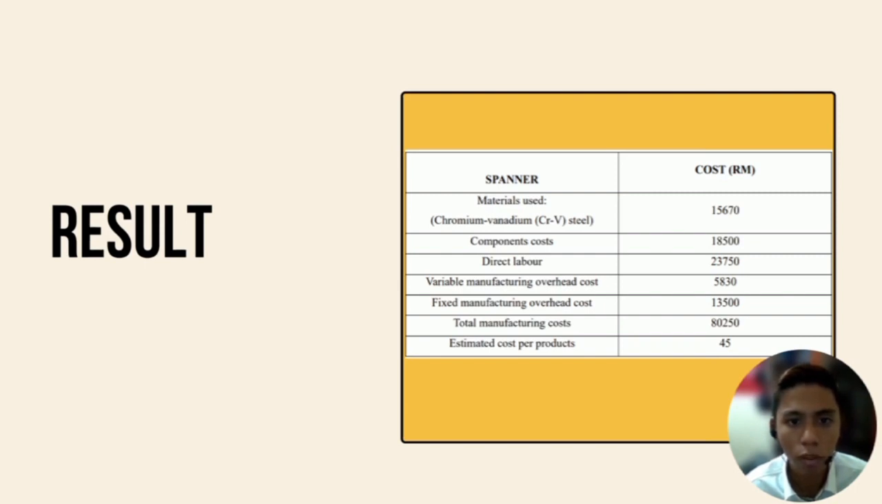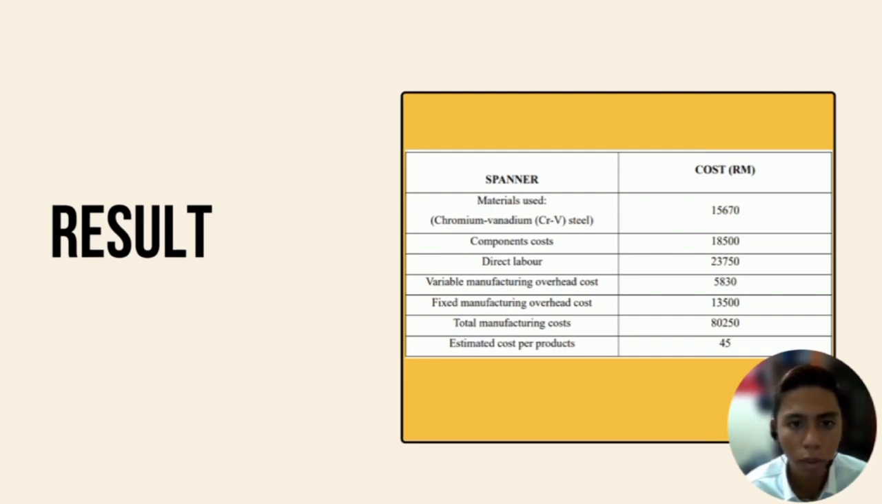The material being used for the spanner is suitable because it has good casting properties and machinability. Next, for the components, the cost is 18,500, which are of high quality. The direct labor is 23,750, where the total amount of the direct labor cost is much more than wage pay. It also includes the payroll tax associated with those wages, plus the cost the company paid for medical insurance, life insurance, worker compensation insurance, any company-matched pension contribution, and other company benefits.